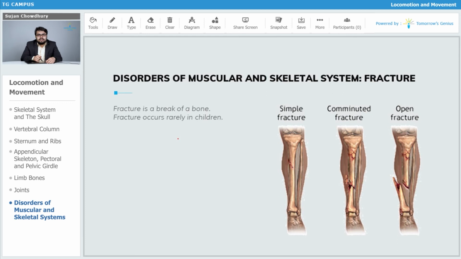Let's now talk about another most common disorder of the muscle and skeletal system, that is definitely fracture. So here we can observe three different types of bone fracture, namely simple, comminuted fracture, and definitely the open fracture. So fracture is a break of a bone which occurs rarely in children.